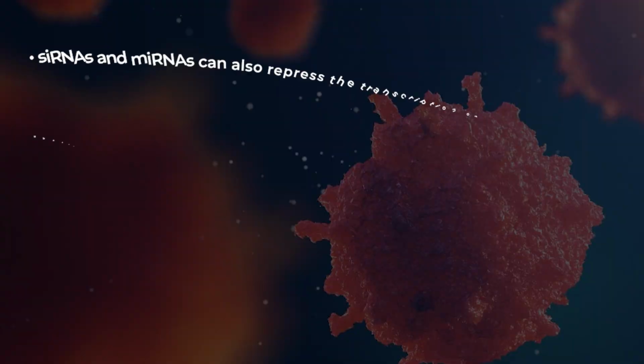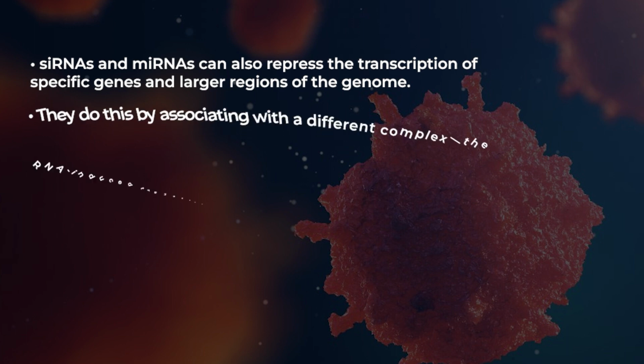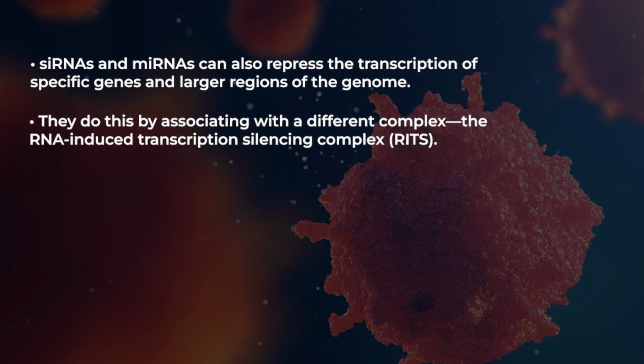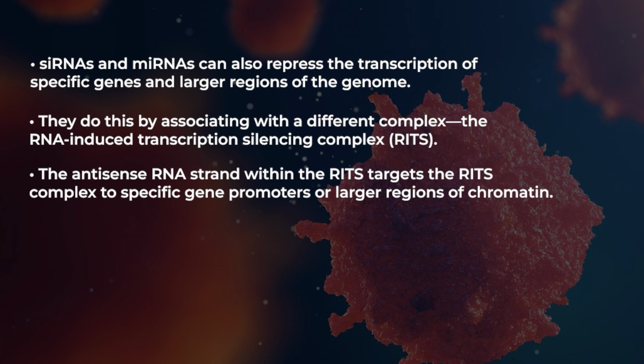So in both cases, protein will not be synthesized. This is one mechanism. Now what happens if the siRNA and the miRNA bind to the transcription silencing complex RITS, the RNA induced transcription silencing complex? If they associate with RITS, again as happened in RISC, the sense strand of the double stranded miRNA or siRNA is degraded inside the complex. Now what they have is the antisense RNA along with the RITS complex.